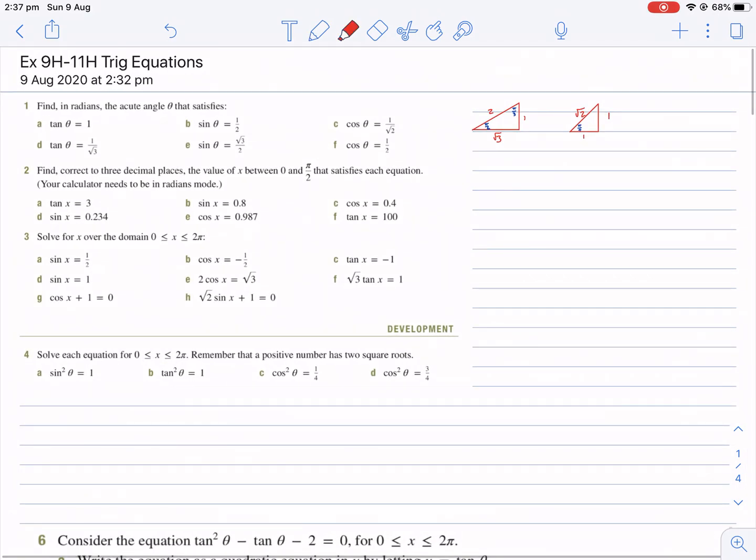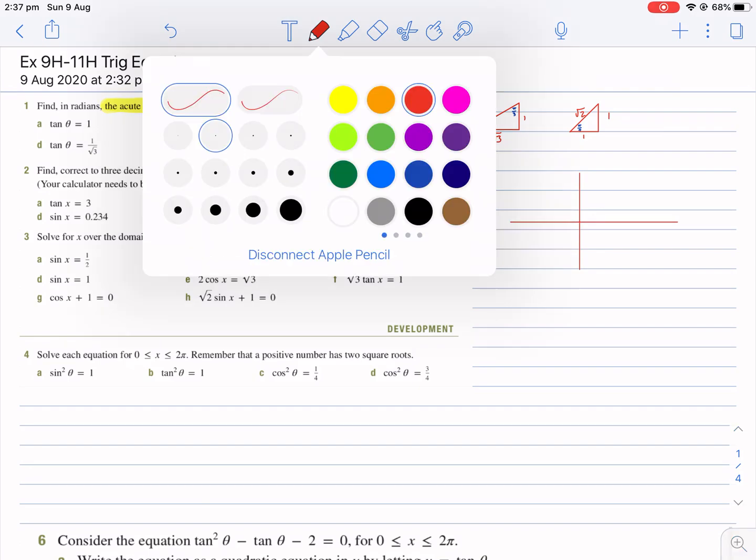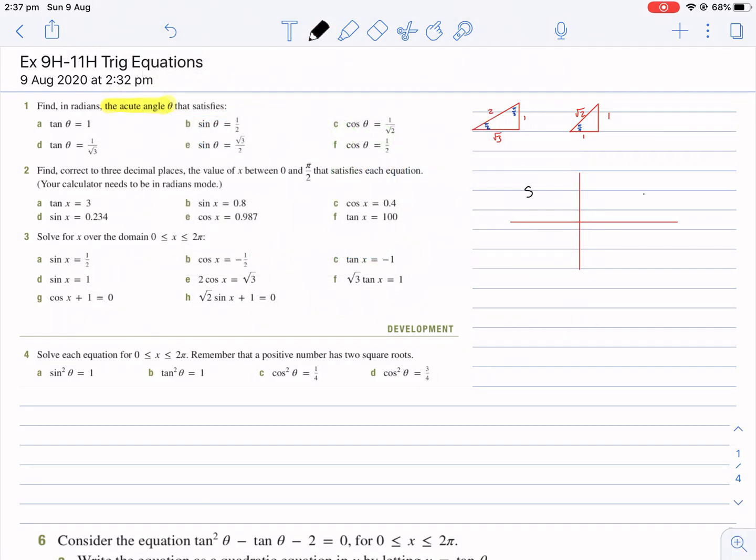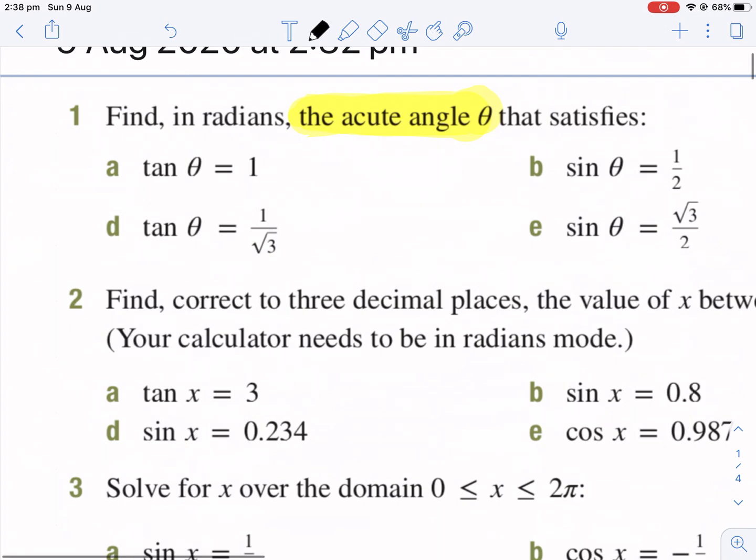Now, they're just after acute angles here. They've specified acute angles, so we're not going to have to worry about figuring out all the values around the 360 degrees or 2 pi radians that give us the same answer. We're just going to have to do the ones in here. So, technically, you could literally just do arctan 1 in your calculator. I'd like you to use the triangles, though.